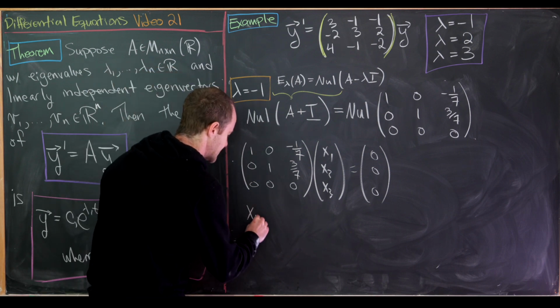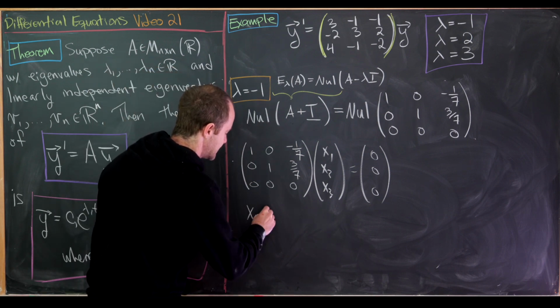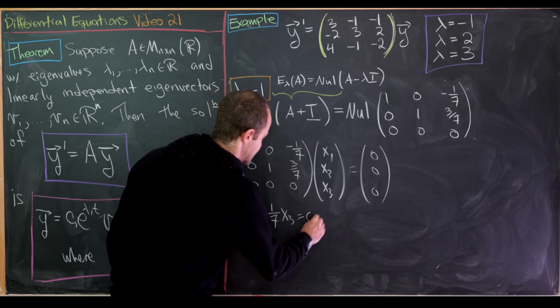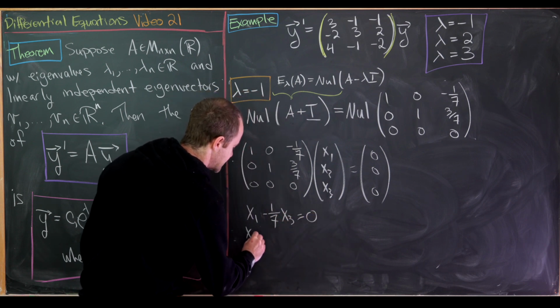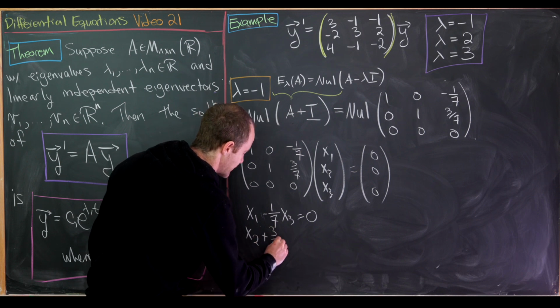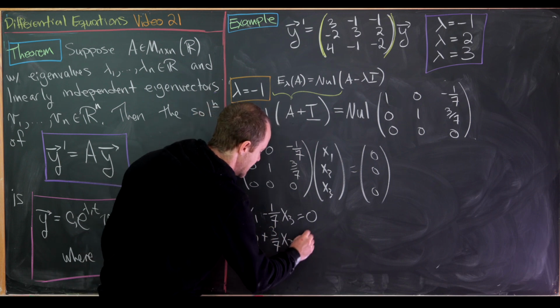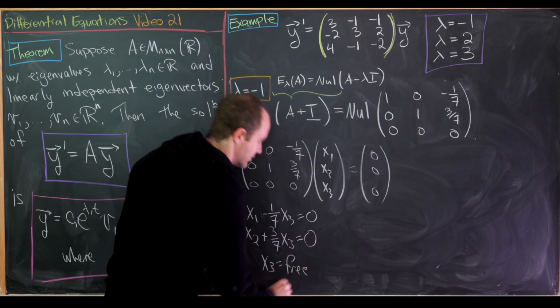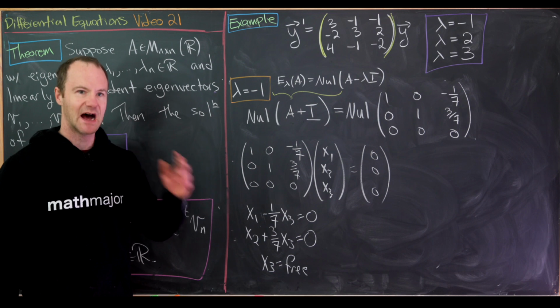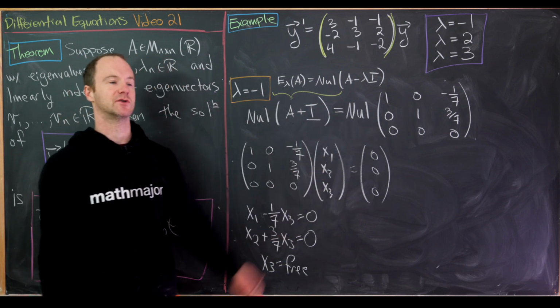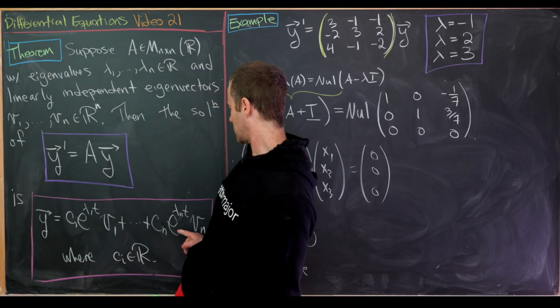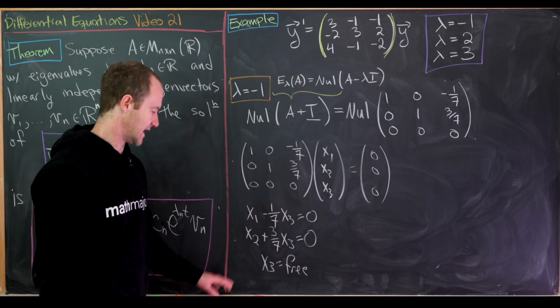So that means that x1 minus 1 over 7 x3 is equal to 0, and then x2 plus 3 over 7 x3 is also equal to 0, whereas x3 is our free variable. Of course, we get an eigenvector just pointing in a certain direction. We scale it as needed. Notice we've got built-in constants over here, so that's kind of okay.